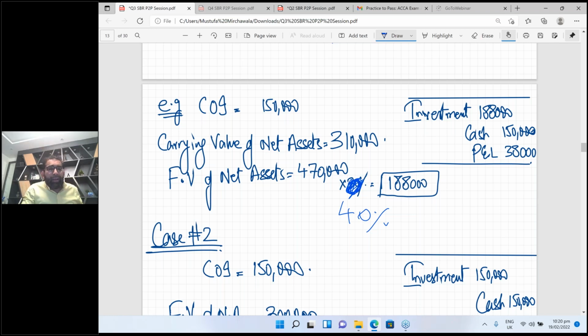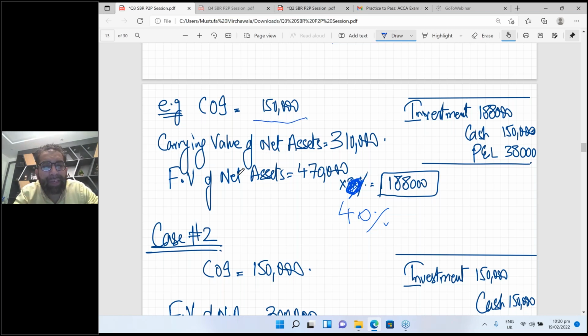Now, let me give you one example. This first example relates to the question which we are doing right now. We are STEM company, and STEM company bought 40% shares of this new company. We paid COI of 150,000.